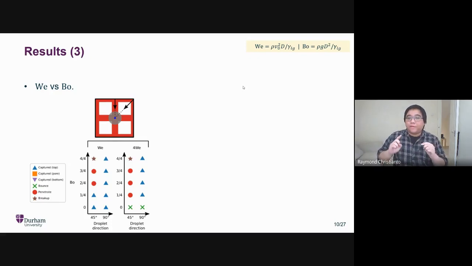So we have the diagonal one, which means the droplet will move from top right to bottom left, or we call them the 45-degree one. And the 90-degree one is when it moves from top to bottom. So we want to compare which one will control more between the Weber number and the Bond number at first.